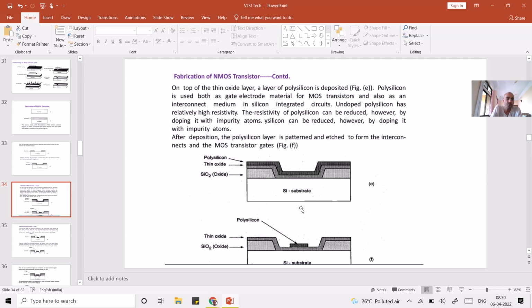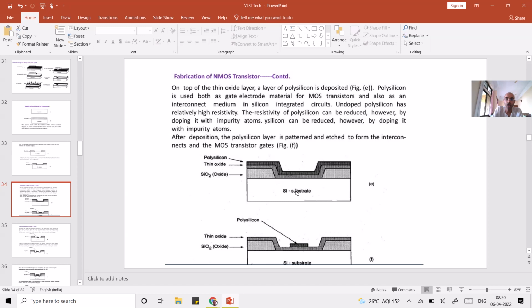So first you deposit the polysilicon, and then with the help of photolithography, pattern it, and leave it only in the region where you are going to form the gate region, whereas you remove it from the other regions. So the polysilicon is removed. I'm not showing that photolithography process again and again. Whenever I show a certain layer and remove the other layers, it is because of photolithography and etching.